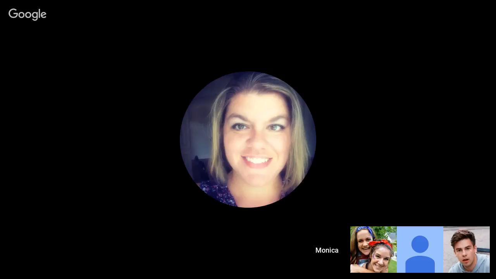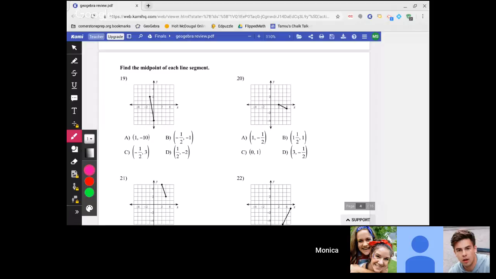Okay, Madison, number 19 is the midpoint formula. Okay, midpoint formula. Let me scroll down to it. The midpoint formula, remember, is taking the average of your x's and the average of your y's. So you're going to have to figure out what those coordinates are of those two endpoints, okay? So when we do that, this first endpoint up here is going to be your x's first, okay? So you'd go over to -1 and then up to 2. So the coordinate for that point is -1, 2.